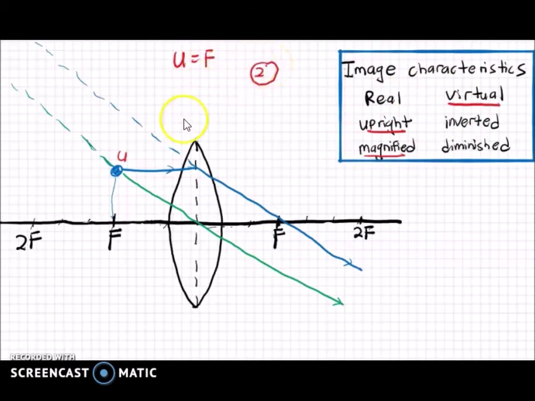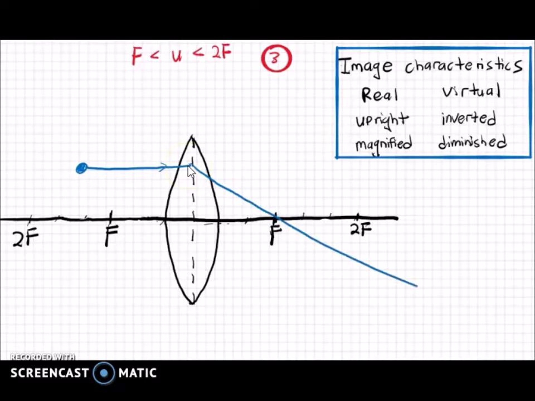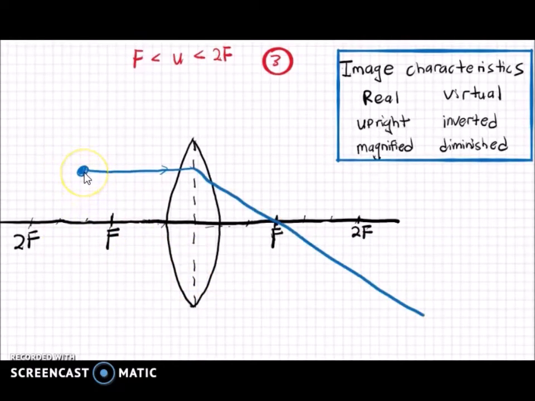Now we are going to do the third one. This is the third position of the object, where it will be placed between the focus point and the 2F over here. We can actually place it anywhere in between. So let's say I place it over here. We have to draw the same first line, a straight line hitting here, and then it will be going toward the focus point. Now for the next one I'll be using a green color, and this green ray will be connected through the center.